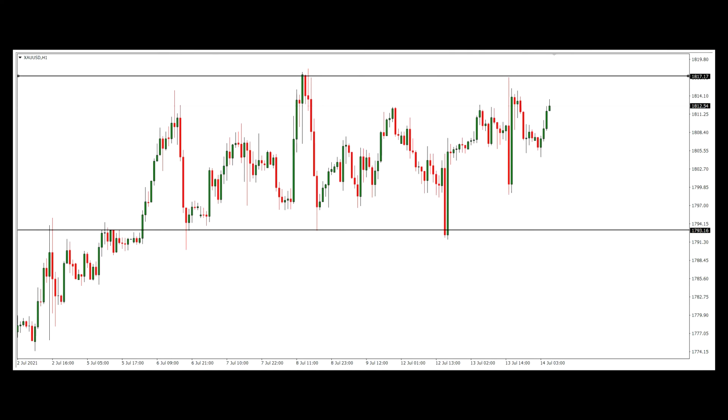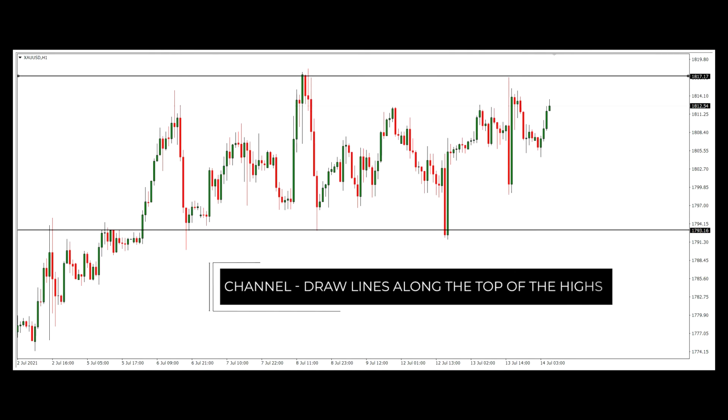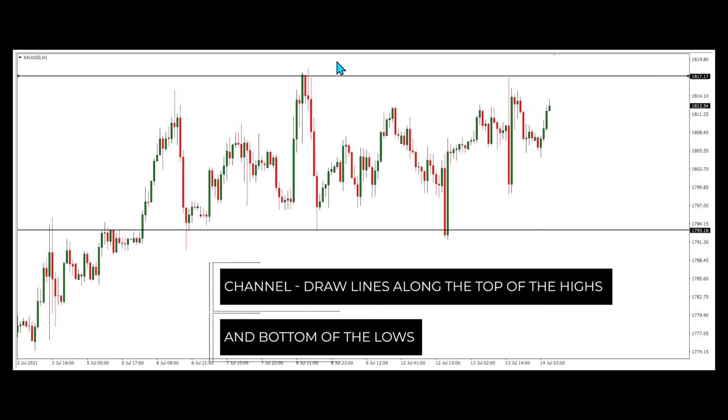In order to identify a channel or a sideways price trend, you want to draw the trend lines along the top of the highs and the bottom of the lows. You can see here in terms of the highs, this is connected to another high here, extended all the way out. In terms of the lows, it's connected from here, here, here, here, and here. And you can see that the price basically is in the range. Up, down, up, down, up, down.